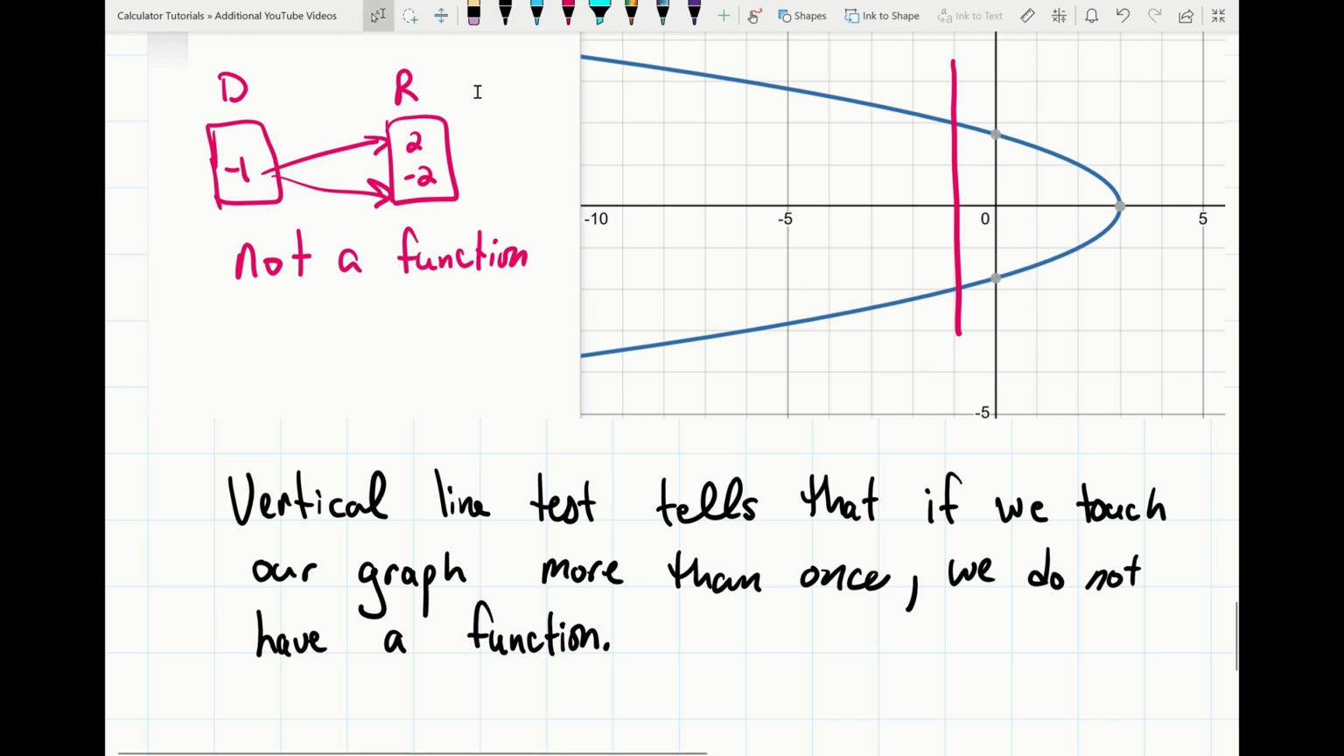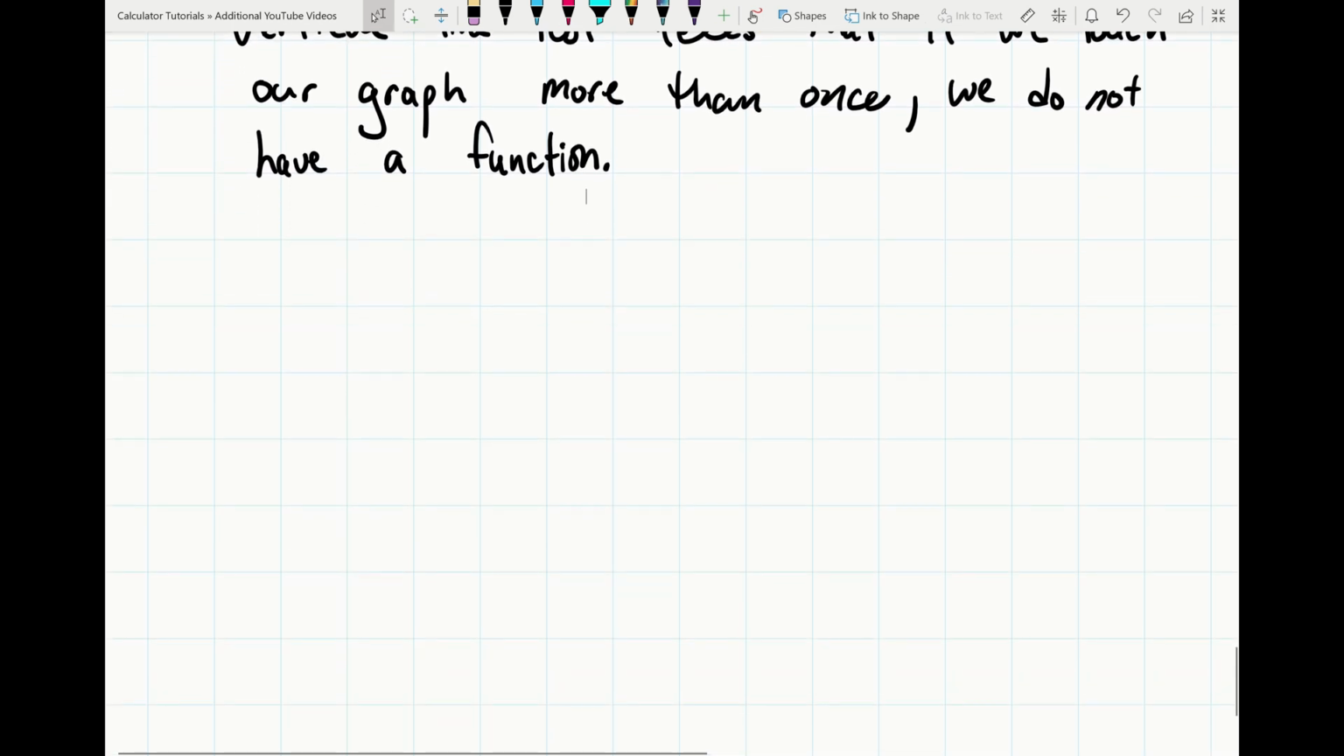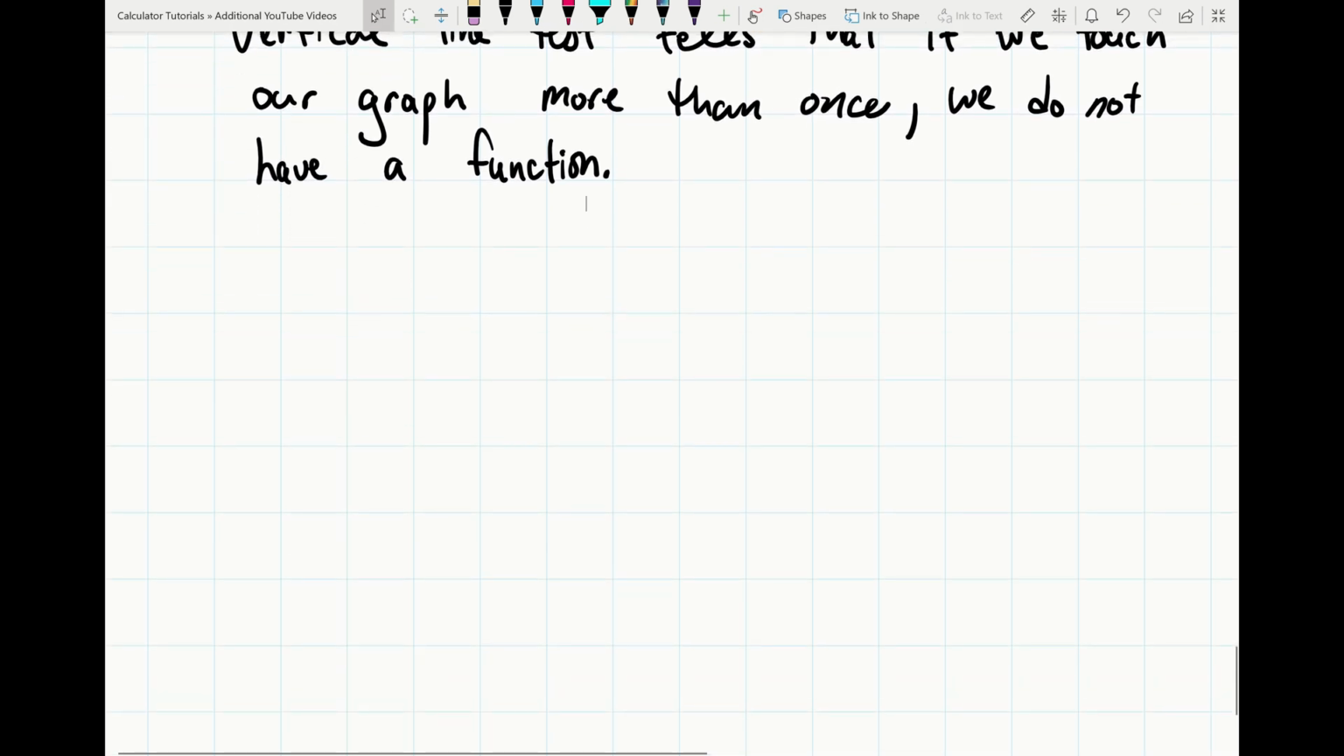Okay, so now we're going to move into what we call function notation. So we have an idea of what a function is. We have an idea of what they look like, and we even have tests on how to determine if we have a function. Now what we're saying is, if we do have a function, how do we write these things, and what can we do with them?